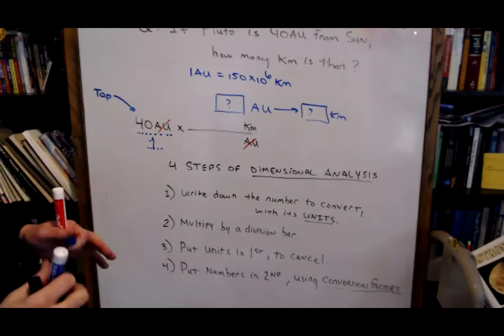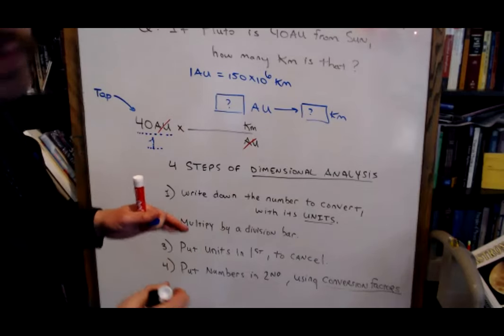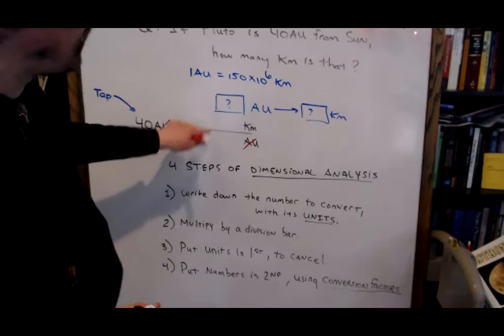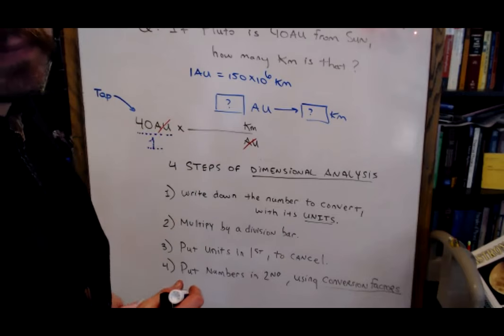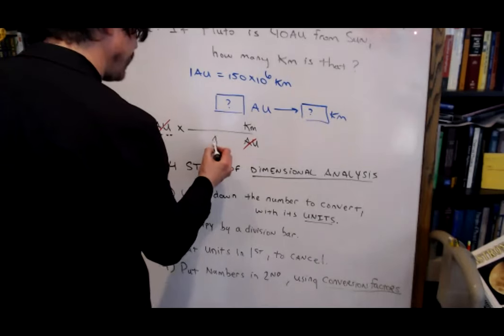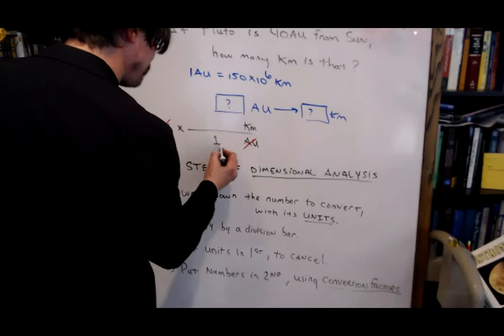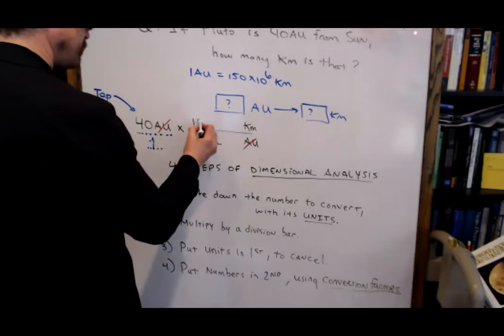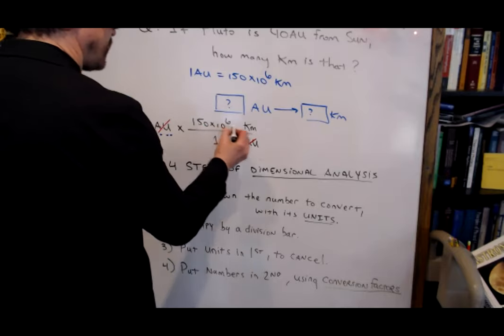Okay, now there's still a trick here that you can screw up. Which number goes on top and which number goes on bottom? One goes on the bottom with AU. It's one AU, and that's equal to how many kilometers? 150 times 10 to the 6. Okay.